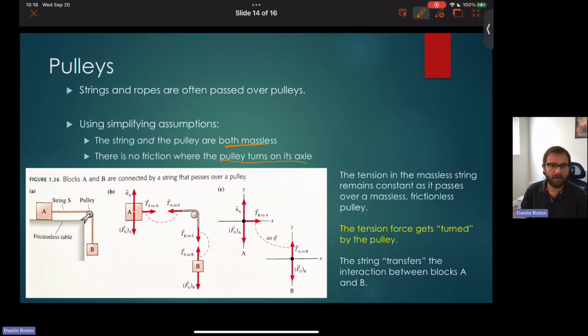So you can see here we've got block A, block B with block B dangling. We also have several forces acting on block A. Obviously, we have the weight of the block, the normal force. But then we have this tension, and you'll notice what happens here with this tension. It's going in the positive X direction, but then it gets turned to the negative Y direction. So we're going plus X, then all of a sudden we're negative Y. And that's what pulleys do, okay? The tension force gets turned by the pulley. So what starts off in the positive X direction could wind up being negative Y.